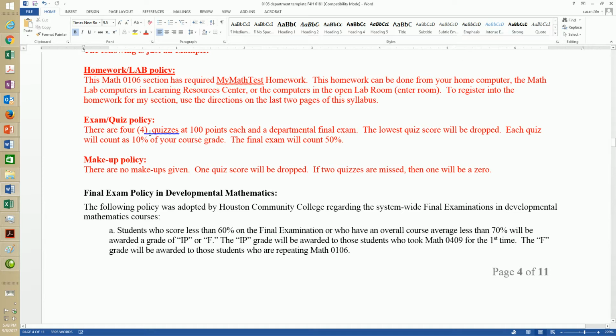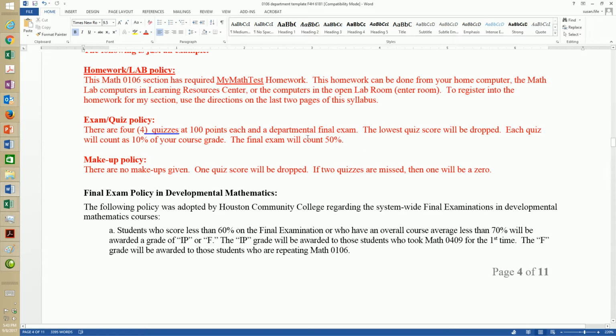Exam quiz policy, there are 4 quizzes. If you want 3 quizzes, you want to change that. At 100 points each and a departmental final exam. The lowest quiz score will be dropped. Each quiz will count as 10% of the grade. The final exam counts as 50.